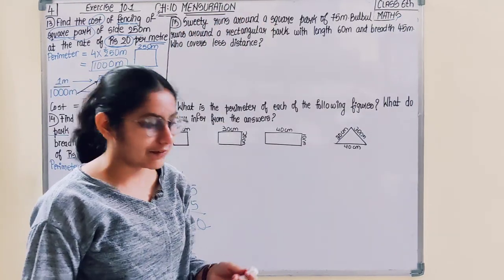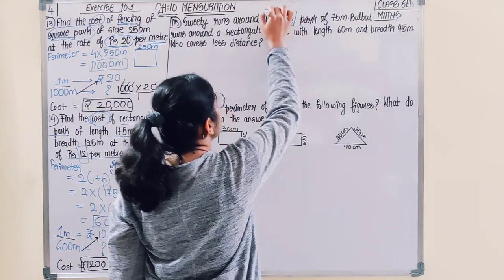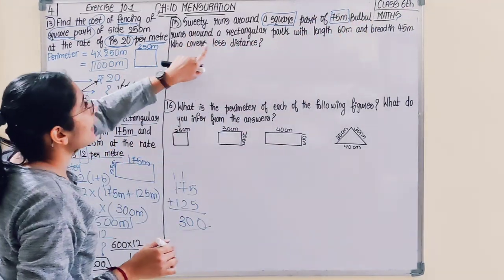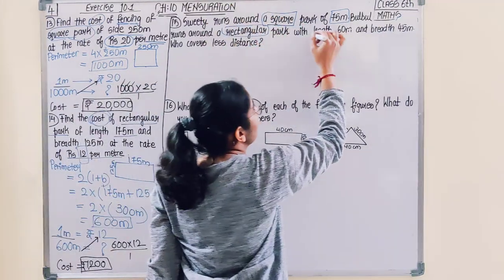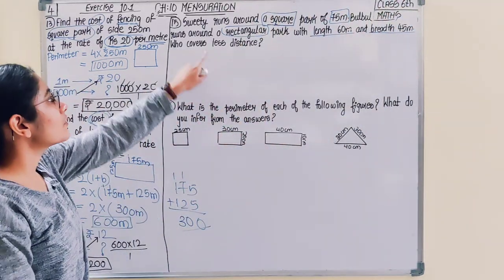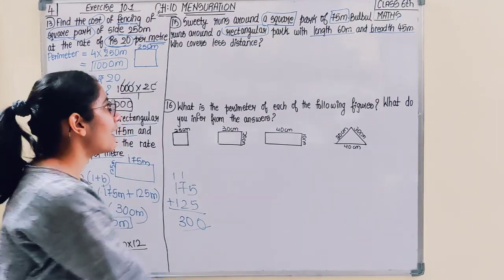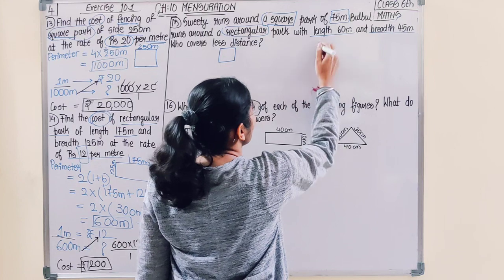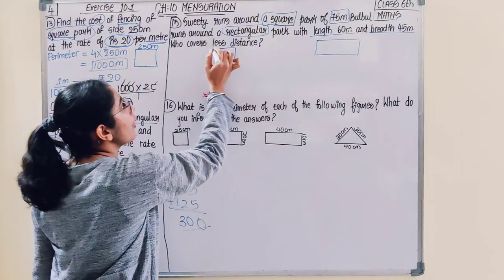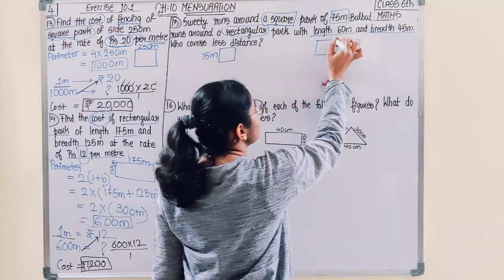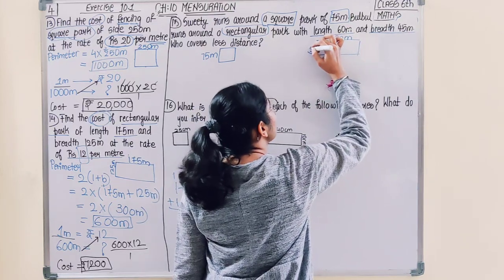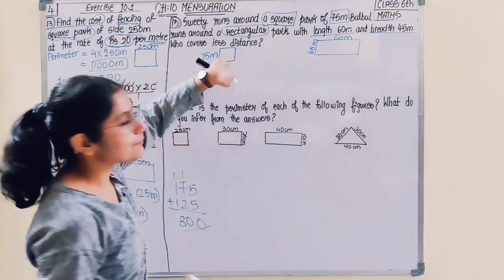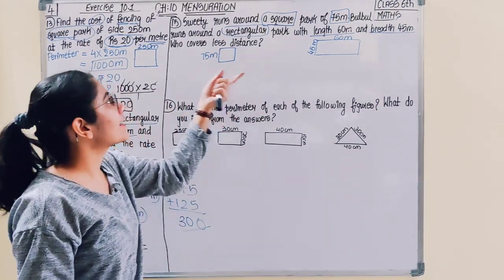Sweetie runs around a square park of 75 meters. Two important pieces of information are given. The park is a square in shape and its side is 75 meters. Bulbul runs around a rectangular park with length 60 meters and breadth 45 meters. Now, we have to find who covers less distance. That means, considering a square park of side 75 meter and a rectangular park of length 60 meter and breadth 45 meter, who covered less distance? If we are calculating the distance, we are calculating perimeter. Whose perimeter is less would be covering less distance.